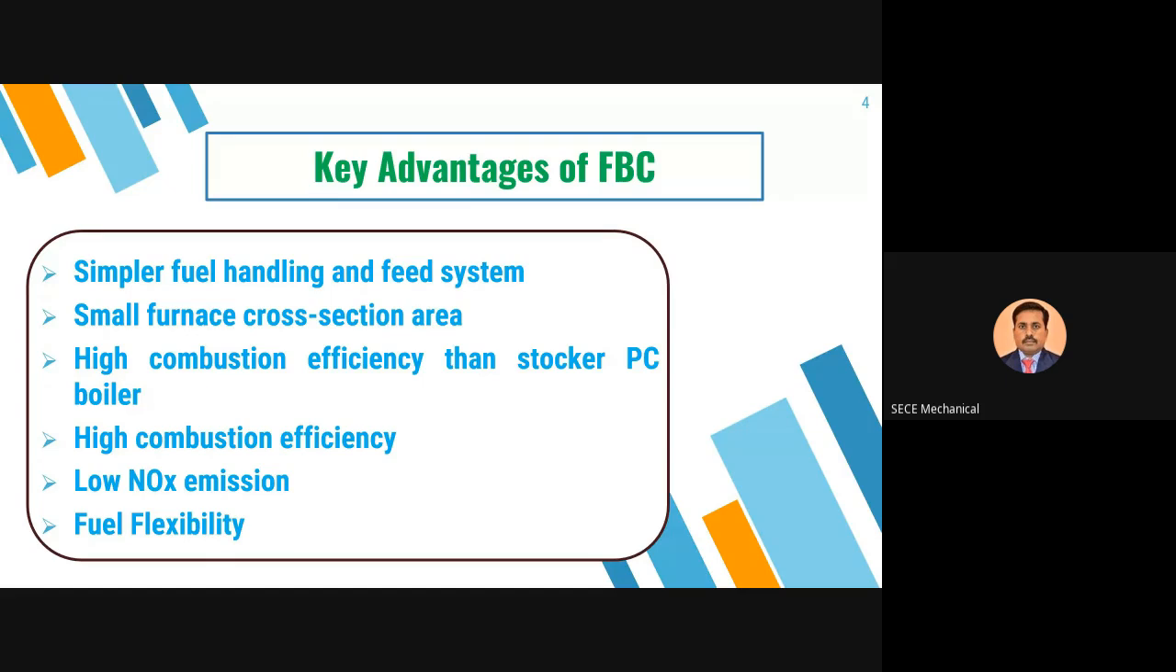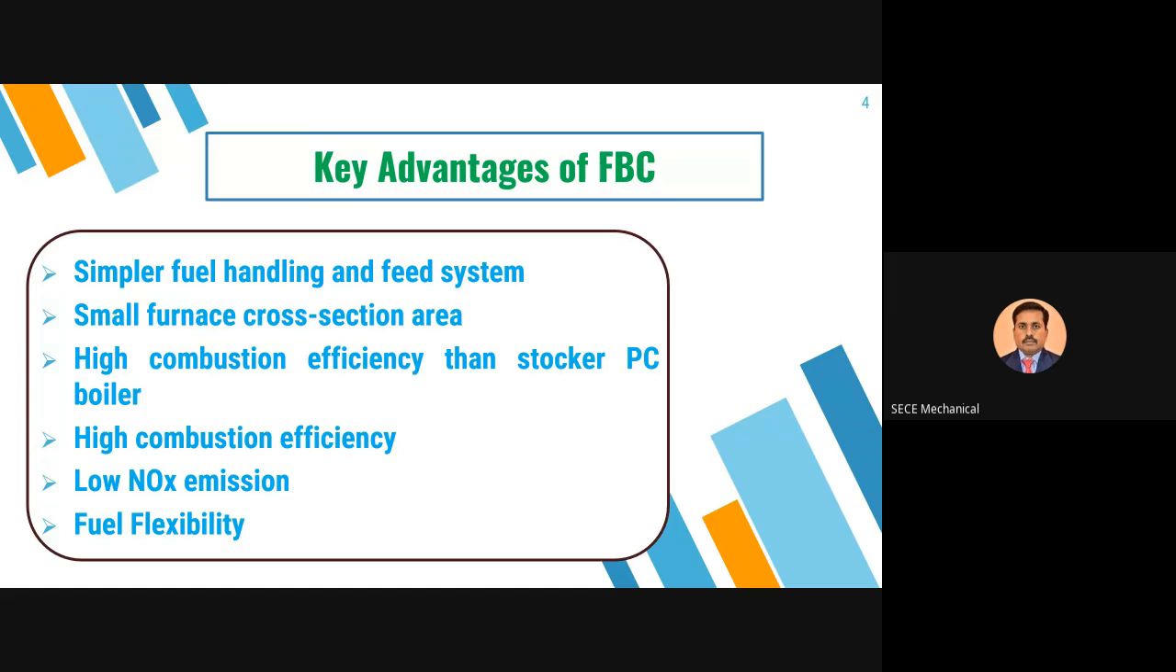And the next one is low NOx emission. To minimize NOx, a nitrification process should be incorporated. Nitrification is a process of reducing the NOx emission. That's why FBC is introduced. How we can reduce the NOx emission will be discussed in the later slides. I will explain how NOx emission is reduced on the third and fourth slides.